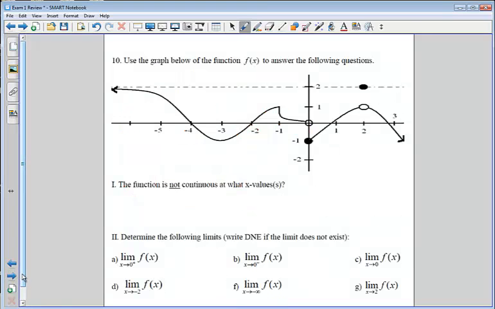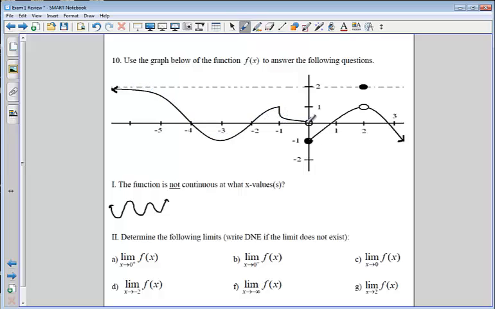Okay, so this last page, it says use a graph of the function below, f of x, to answer the following questions. The function is not continuous at what x value? So remember, a function's continuous as long as you can draw it without lifting up your pen or pencil. And so you're continuous, you're continuous, you're good, you're good.